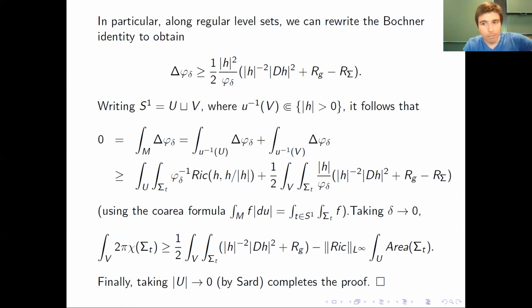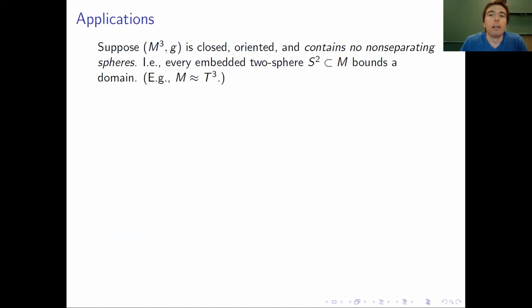Awesome. Okay, so we have some formula. This wouldn't be interesting unless we could actually do something with it. So what can we do with it? Suppose now that we have a closed oriented three-manifold, and let's assume that we have no non-separating spheres. Okay, so we're not saying that pi 2 is 0, we're just saying that there's no sphere that's homologically non-trivial. This is true, for instance, if we're in T3.